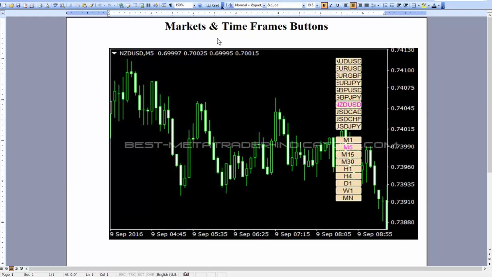This is an interesting indicator, markets and time frame buttons. Once you put this on, I haven't done it yet, but I do believe you can click on this and it'll change automatically through the currency pairs, and I assume you can program it. You can put whichever ones you want in here, and of course you can click on whatever time frame you want to look at. It looks interesting. I have to run a check on it.